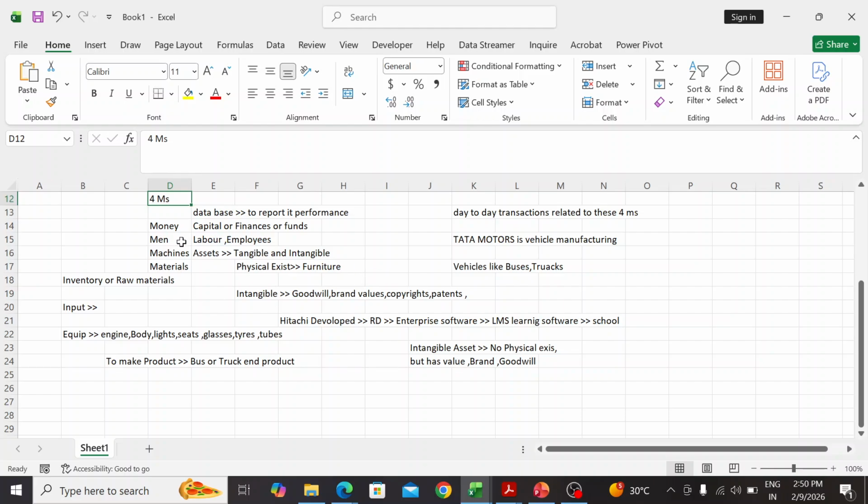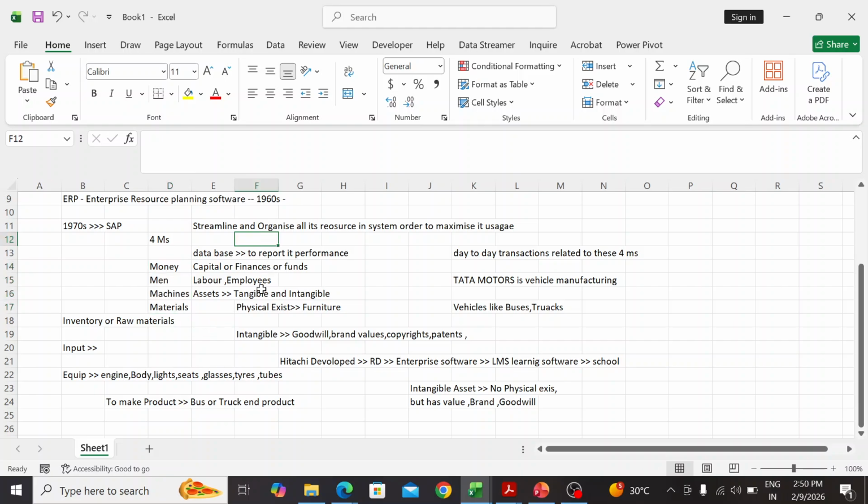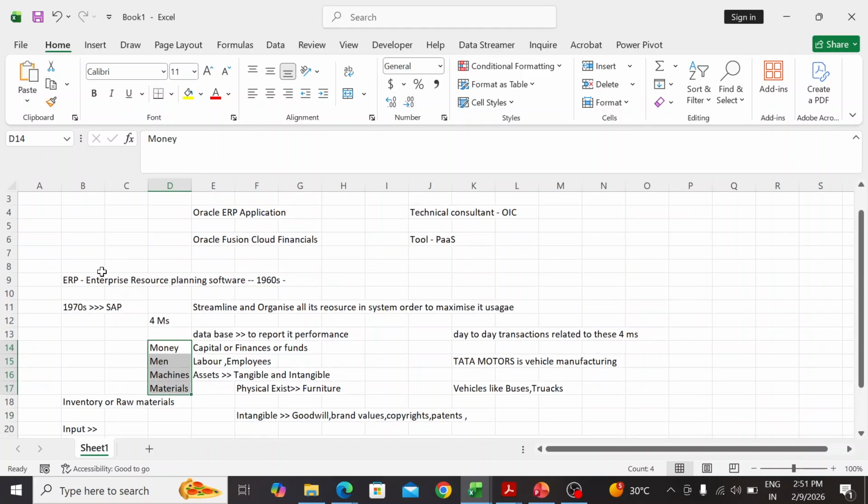So whenever you do transactions related to these 4Ms, you have to have a software to maintain the data related to these 4Ms. That data is nothing but database. You maintain the database or data of these 4Ms in an enterprise software solution. Enterprise software solution, that is nothing but ERP software.